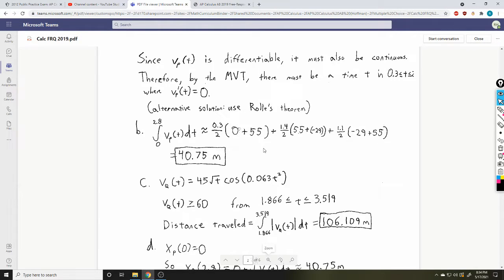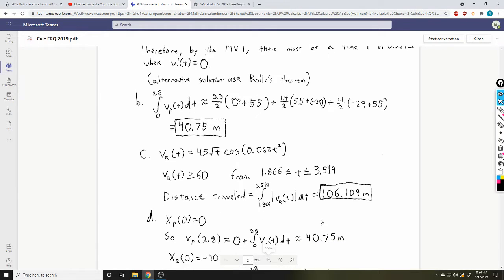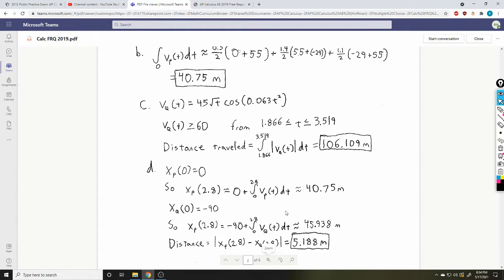In part C, the calculator work says that we're above 60 from here to here. So that is my bounds for the integral of the absolute value of velocity. So that's your work on question 2.